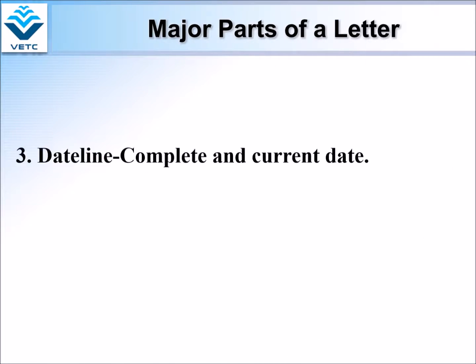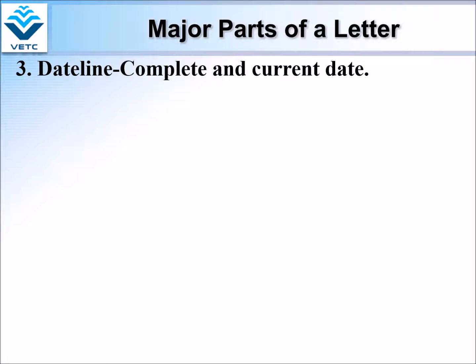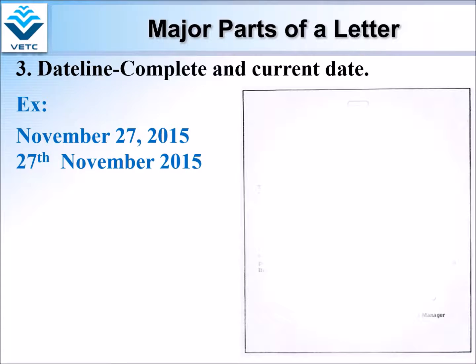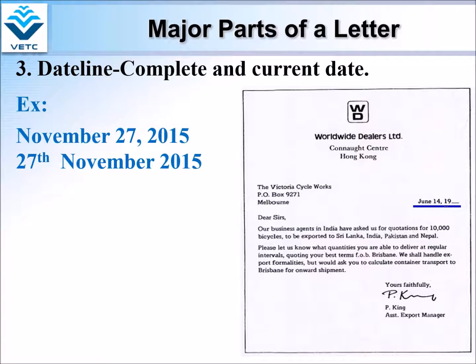Deadline is the third part. It is the complete and current date. The date is written below the sender's address, sometimes separated from it by a space. We can use abbreviations for months such as January, February, or August.